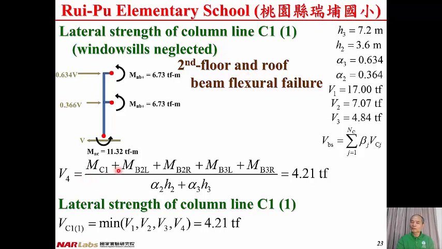V4 equal to MC1 plus MB2L plus MB2R plus MB3L plus MB3R divided by alpha 2H2 plus alpha 3H3 equal to 4.21. So far we have the V1 for failure mode 1, V2 for failure mode 2, V3 for failure mode 3, and V4 for failure mode 4. Then we pick up the least one, the smallest one. That is the lateral strength of the column line C1, number 1, equal to 4.21 ton force.